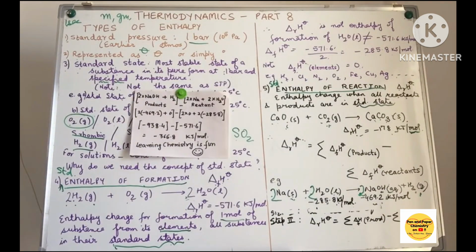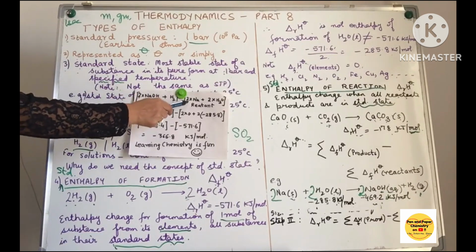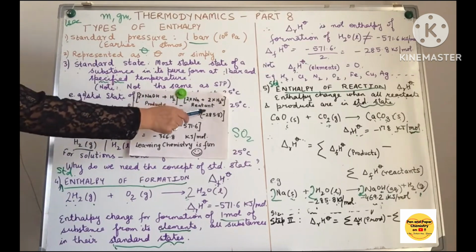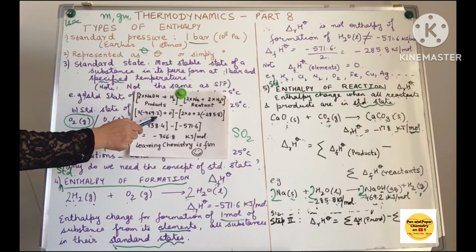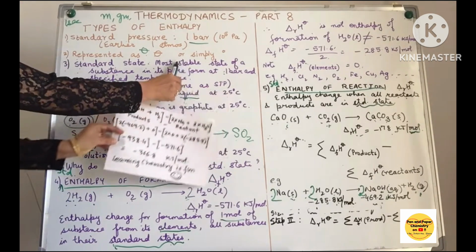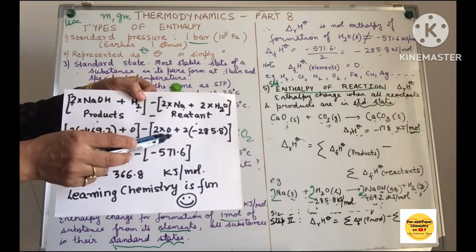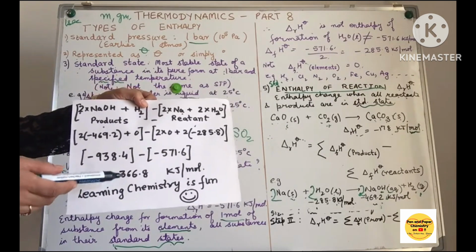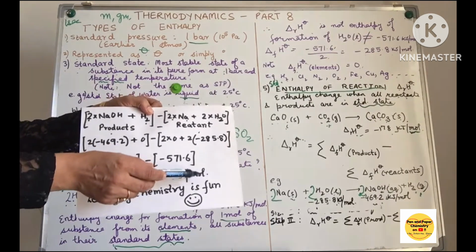The calculations become very simple. So 2 times of NaOH plus hydrogen, take away 2 times of sodium plus 2 times of water. Products minus the reactants. Now we simply have to put the values. So 2 times of negative 469.2. Remember, for the elements, you will make the enthalpy value as 0. Calculate, and we get a value of, you would probably want to calculate it yourself, so negative 366.8 kilojoule per mole.